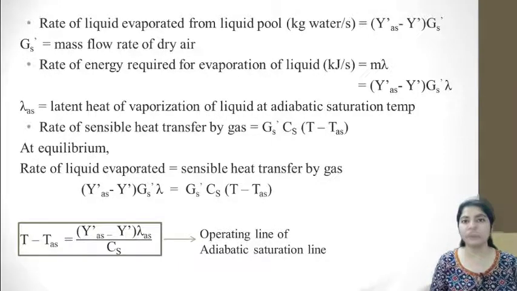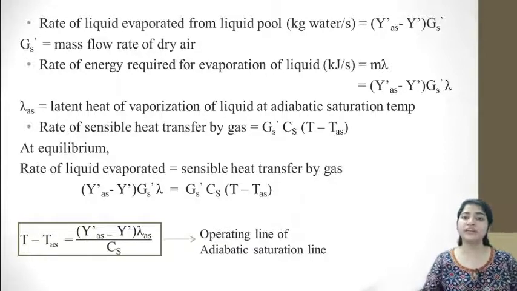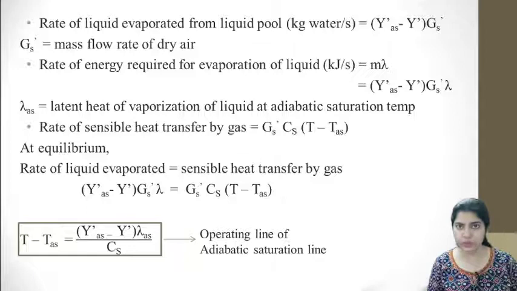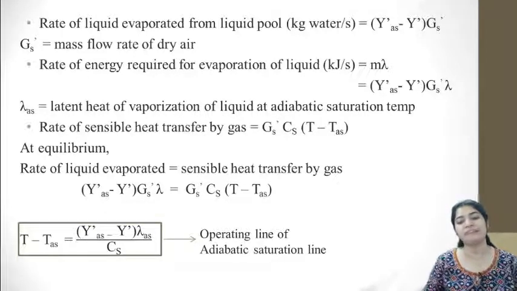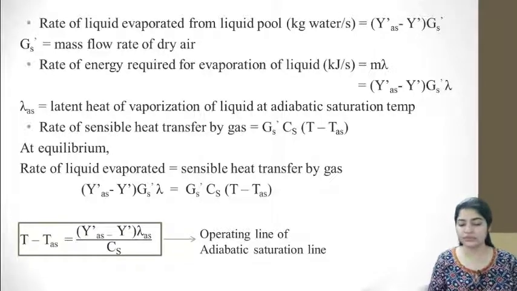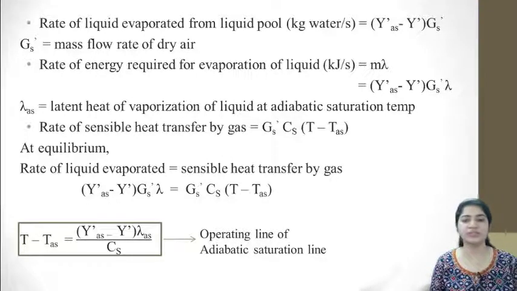Now as the equilibrium condition is achieved, the rate of liquid evaporated is equal to the sensible heat transfer by gas. The latent heat which is required for the liquid is supplied by the gas. It transfers its latent heat. So (Y'as minus Y') into Gs' lambda_as is equal to Gs' into Cs into (T minus Tas). Hence you get your final equation as (T minus Tas) = (Y'as minus Y') into lambda_as upon Cs. So this is the operating line of your adiabatic saturation line.